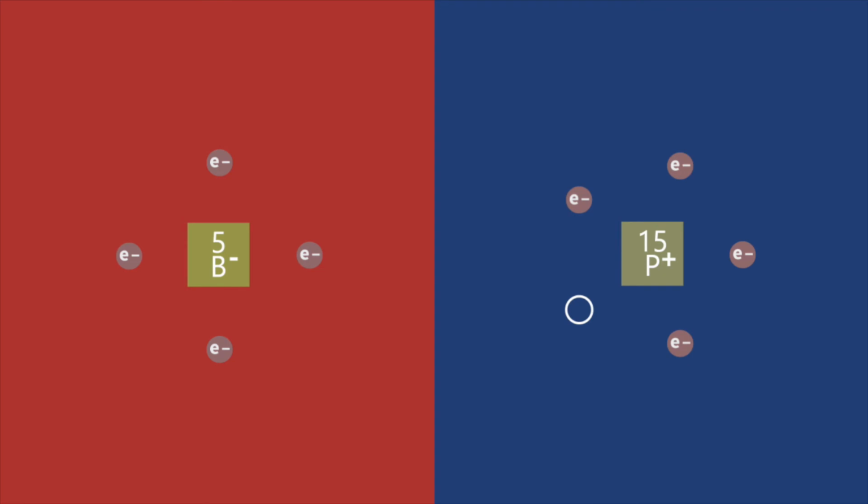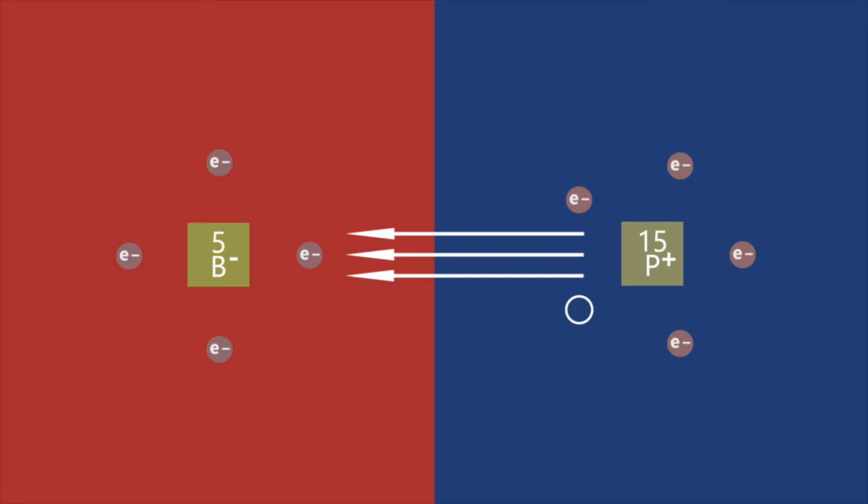In doing so, positively charged phosphorus is left behind in the N-type semiconductor, and negatively charged boron is left behind in the P-type. The area at which the two semiconductors meet is called the depletion zone. In this zone, an electric field has been created between the positive phosphorus and the negative boron. The field's force opposes the movement of the diffusion.